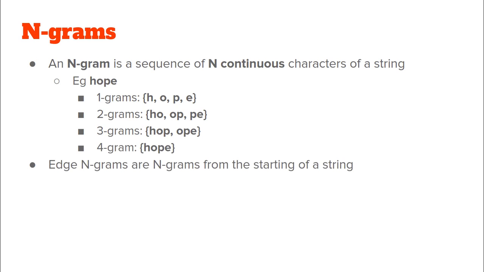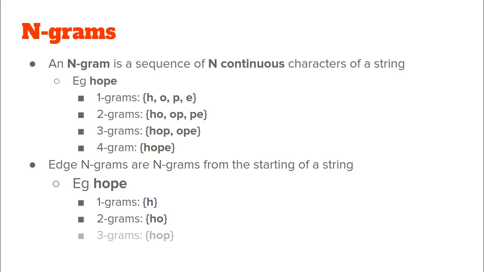Now, what are edge n-grams? Edge n-grams are n-grams from the starting of the string. So from this list, if we pick the very first n-grams, those would constitute the set of edge n-grams for the string hope. Let us see the example. Again, we have the string hope. The only one edge gram for the string hope is H. The 2 gram is HO. Similarly, we have the 3 gram HOP and the 4 gram HOPE.